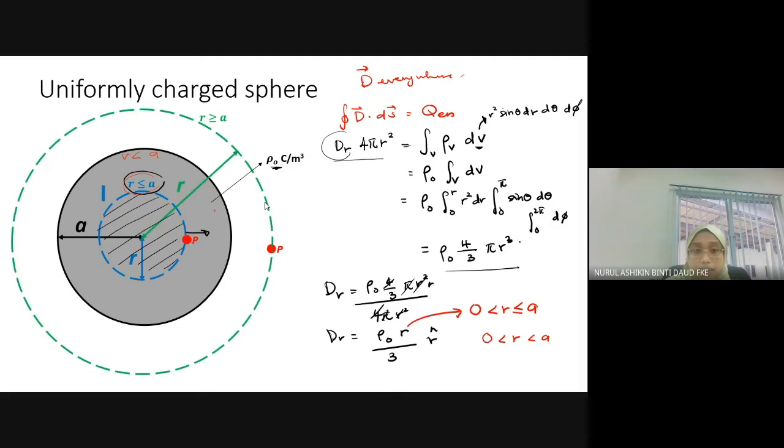So I make another circle which is across this point P, and now I have a new R. This new R is larger than or equal to A. The R colored in green is not the same as the R represented in blue. It is a different R.